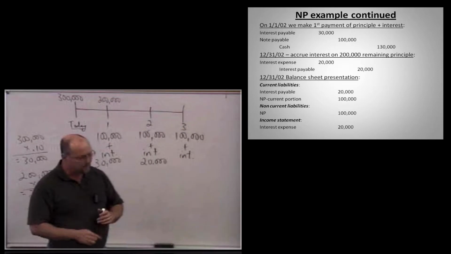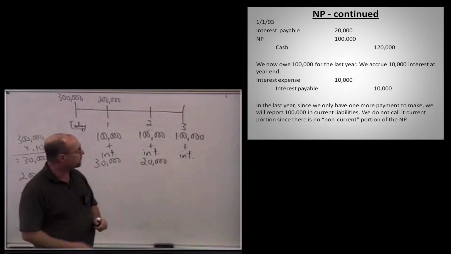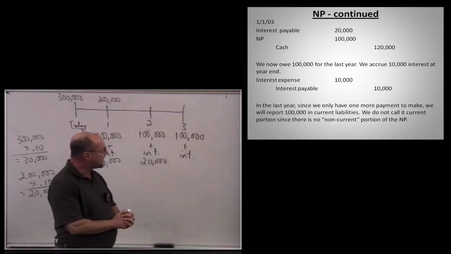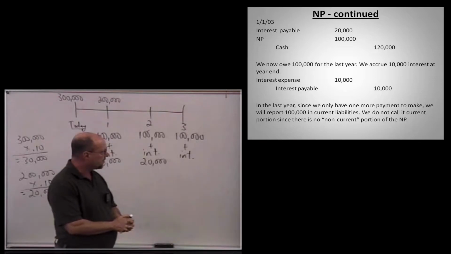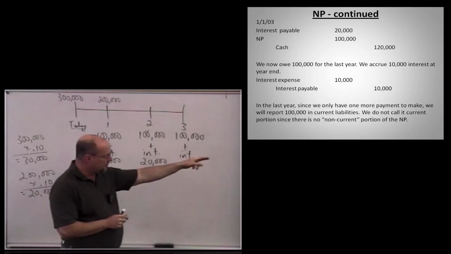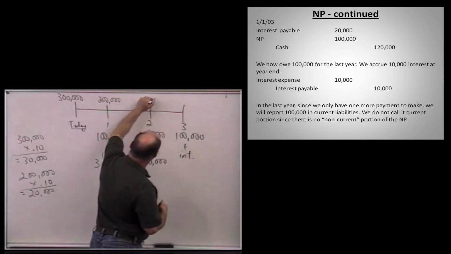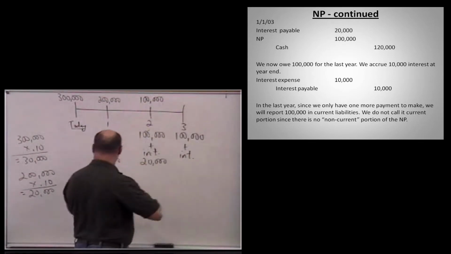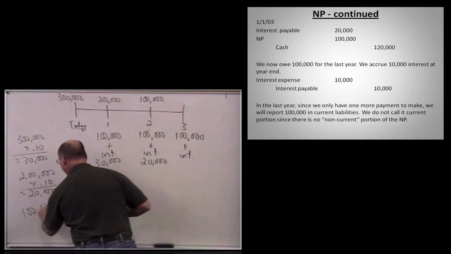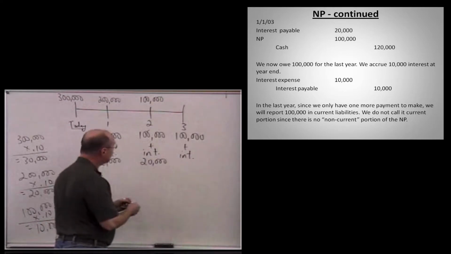Okay? So we make that second payment January 1st of '03, debit interest payable 20, debit note payable 100, credit cash of 120. And notice we now owe $100,000 for the last year. At December 31st of the last year, since we've made our second payment for the third year, we only owe $100,000. At December 31st of year three, $100,000, put it down here at the bottom, $100,000 times 10% is $10,000. I know you can do that in your head.